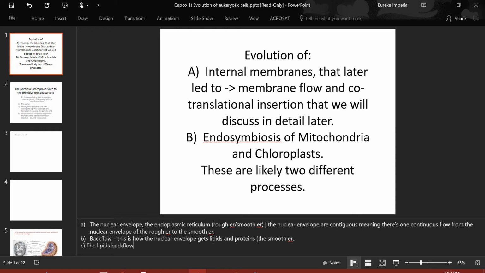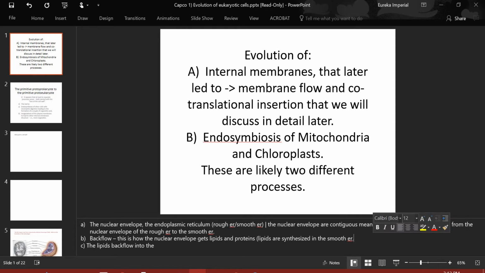Proteins are synthesized in the rough endoplasmic reticulum and backflow into the nuclear envelope. And they forward flow into the smooth endoplasmic reticulum. I'll take a question in a second, but I'm going to ask, how can they do that? Let me clarify: lipids are synthesized in the smooth endoplasmic reticulum and backflow into the rough endoplasmic reticulum and into the nuclear envelope. Proteins are synthesized in the rough endoplasmic reticulum and backflow into the nuclear envelope and forward flow into where?